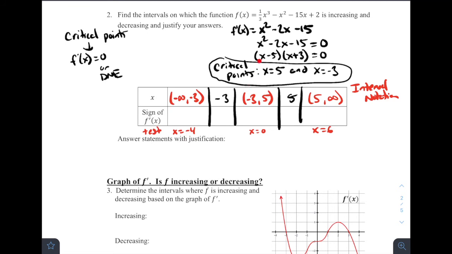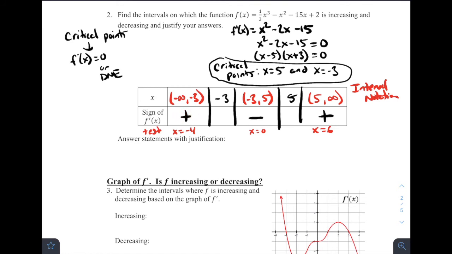If I do negative 4 minus 5, that's going to be negative 9. Negative 4 plus 1 is negative 1. So a negative times a negative is a positive. So the derivative is going to be positive for that. At x equals 0, we've got negative 5 times 3, so that's going to be a negative number. And then here we've got 6, so 6 minus 5 is 1, 6 plus 3 is 9, so a positive times a positive is a positive. And so we've got the signs of our derivatives on each of these intervals.